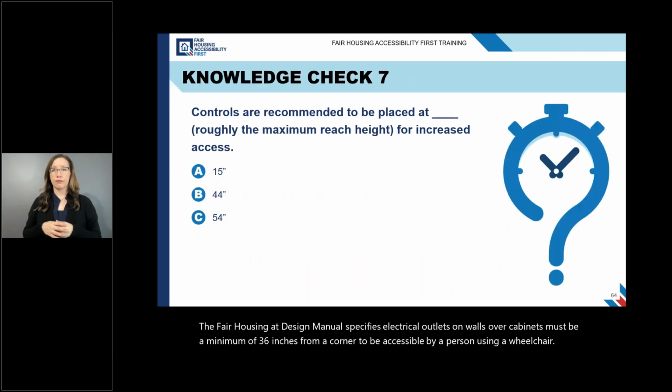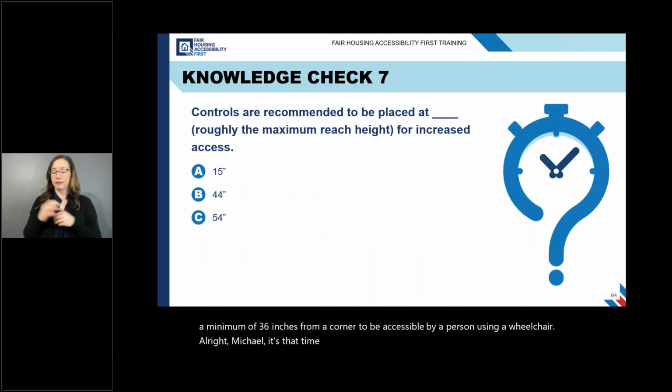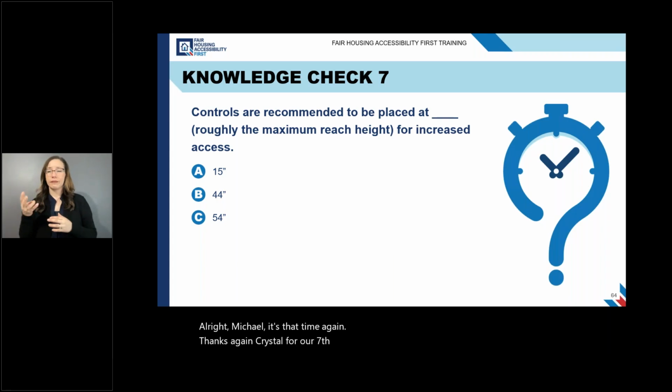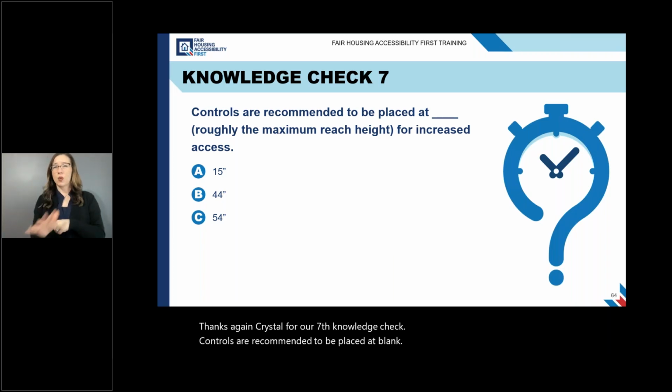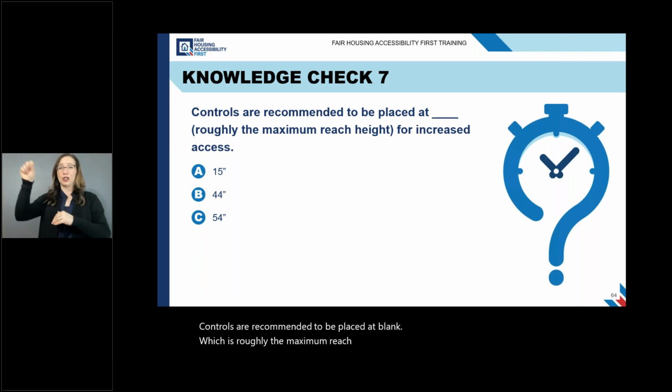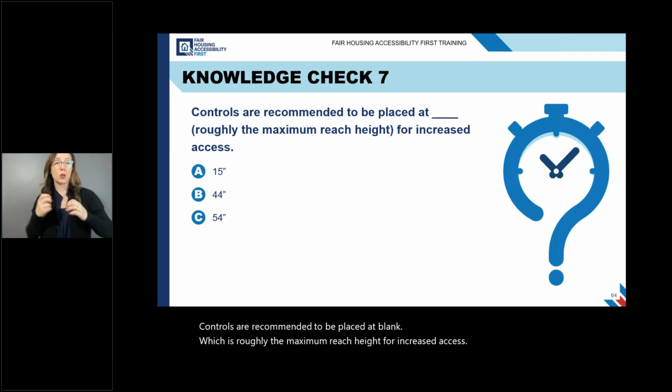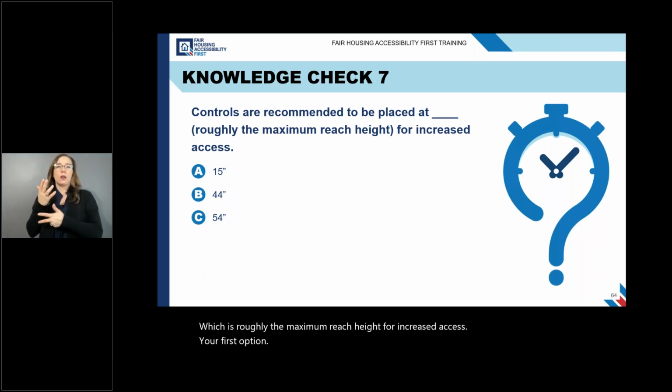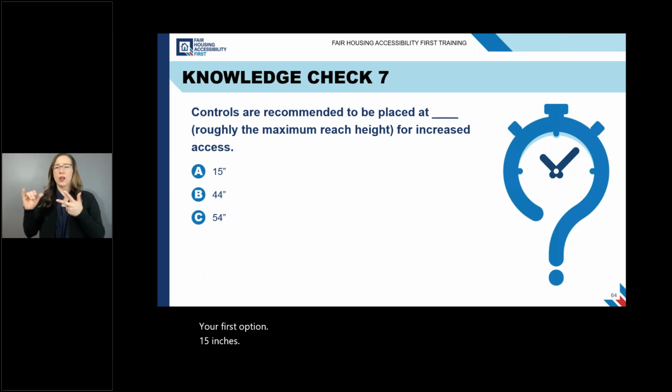All right, Michael, it's that time again. Thanks again, Crystal. For our 7th knowledge check, controls are recommended to be placed at blank, which is roughly the maximum reach height for increased access. Your first option, 15 inches. Second option, 44 inches. And the third option, 54 inches. So we'll go ahead and launch this poll.